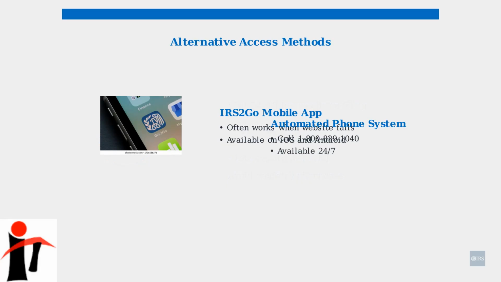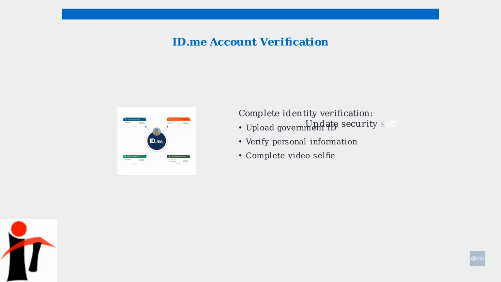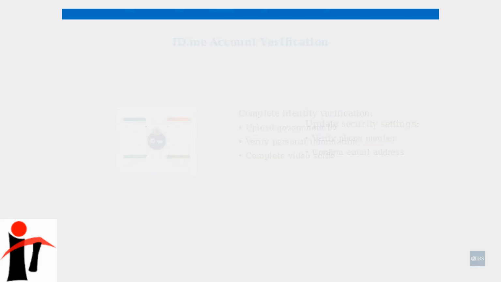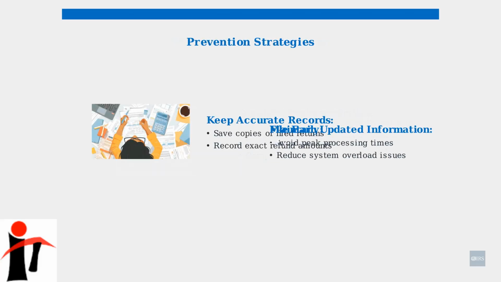The IRS To Go mobile app often works when the website doesn't, and you can also call the automated phone system. Many IRS services now require ID.me verification for enhanced security. If you haven't completed this process, you'll need to verify your identity before accessing your tax information. To prevent future issues, maintain accurate records of your tax information, file your returns early to avoid peak processing times, and keep your contact information updated with the IRS.